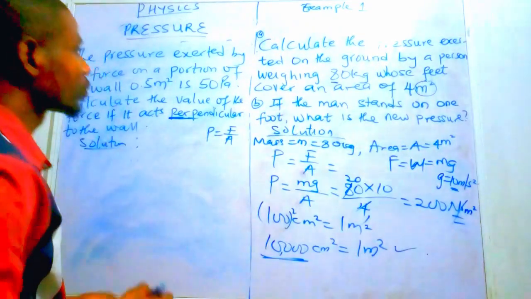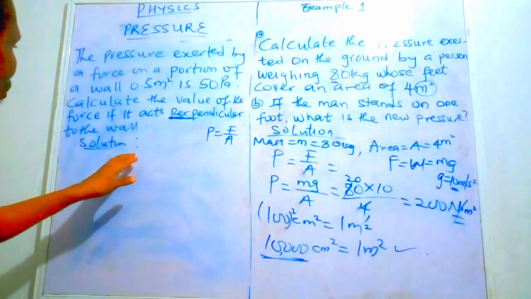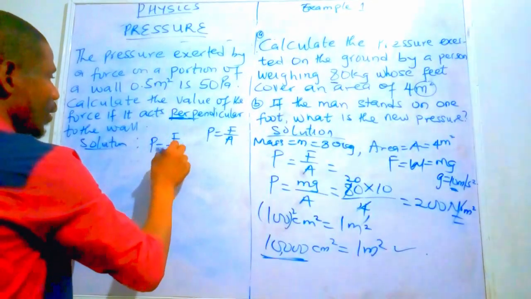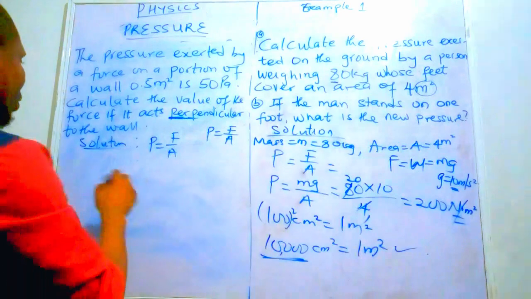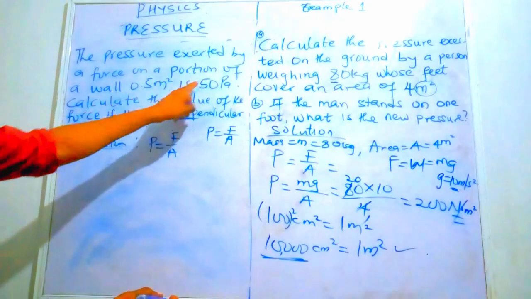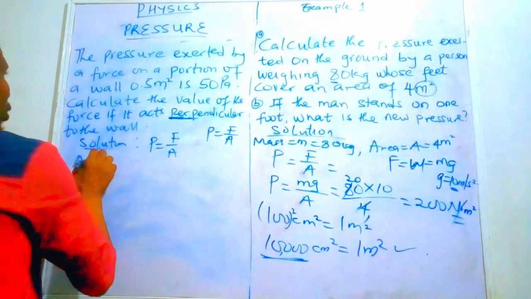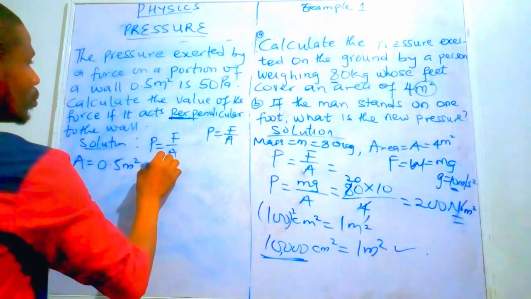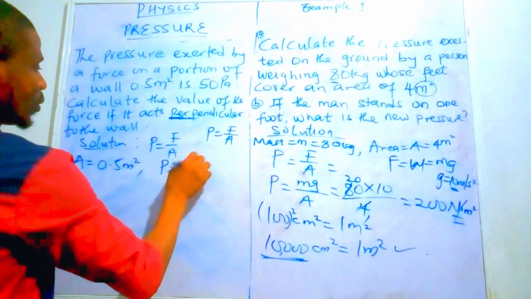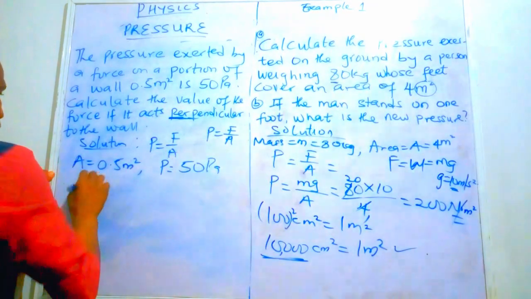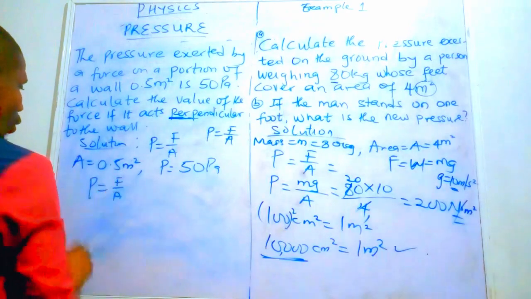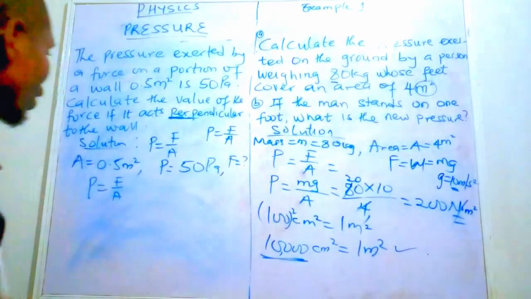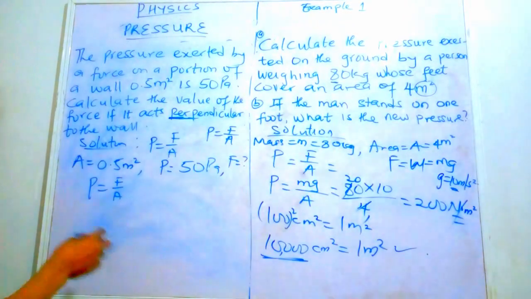Now, pressure is equal to force over area. So in this case, what are the given parameters? We are given area to be equal to 0.5 meter square, and we are given pressure to be 50 Pascal. So P is equal to F over A. We are looking for F. We are not given F. It therefore means we make F the subject of the formula.